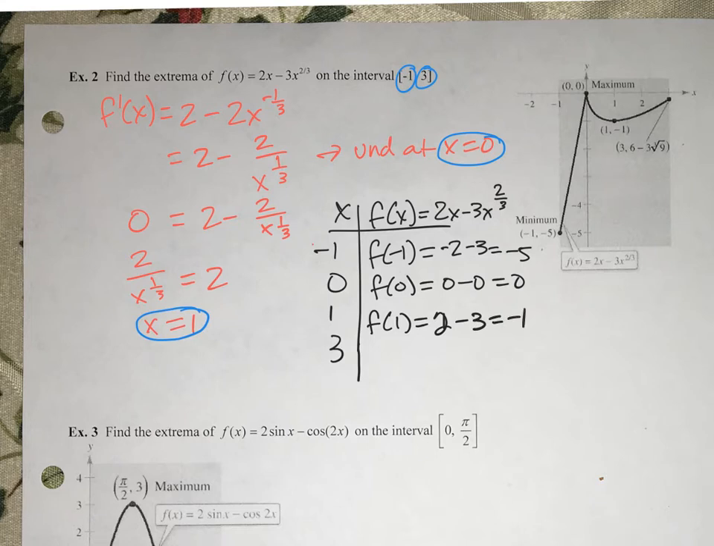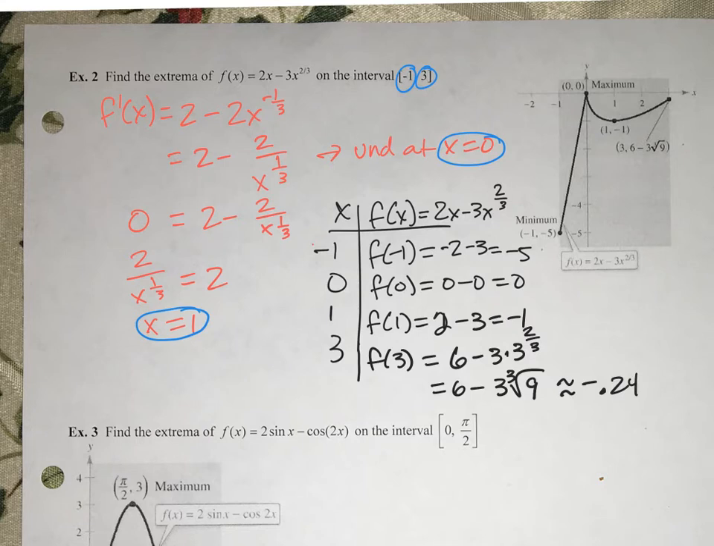And then f of 3, now this one's going to be kind of funky. F of 3 would be 2 times 3, which is 6, minus 3 times 3 to the 2/3 power. So that's actually going to be 6 minus 3 times the cubed root of 3 squared. So the cubed root of 3 squared is the cubed root of 9. Now, earlier I grabbed a calculator because I need to know about what that's equal to, and that's approximately equal to -0.24.